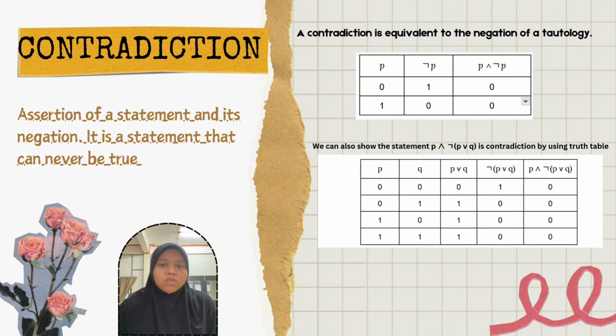And then we can also show that the statement P and not P or Q is a contradiction by using a truth table. In this table, it shows all values are 0, which is false. Then that is how a contradiction happens.